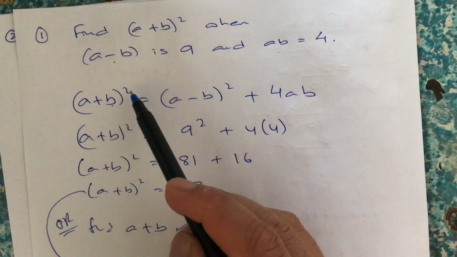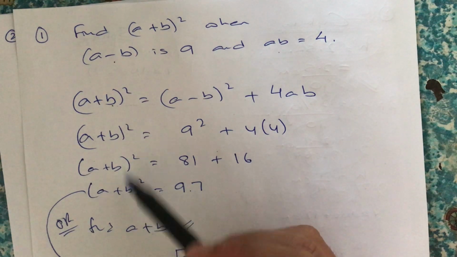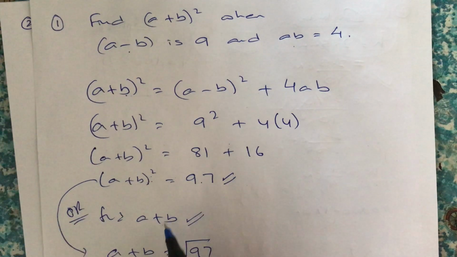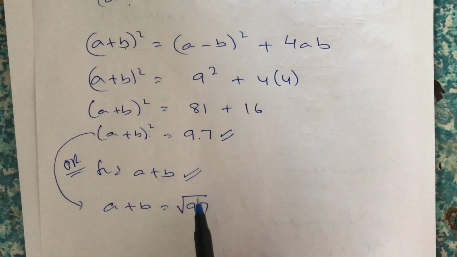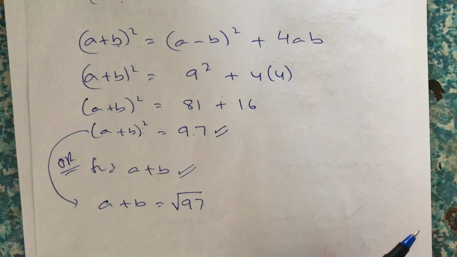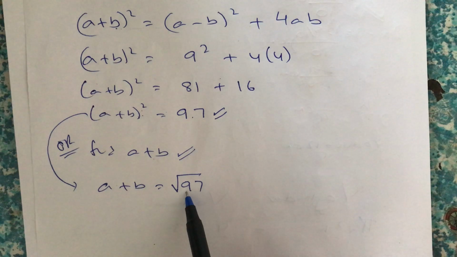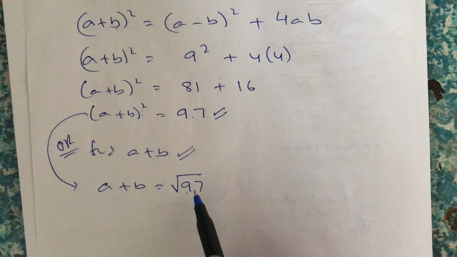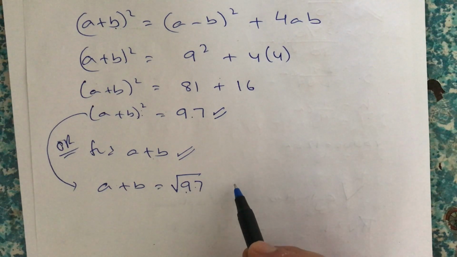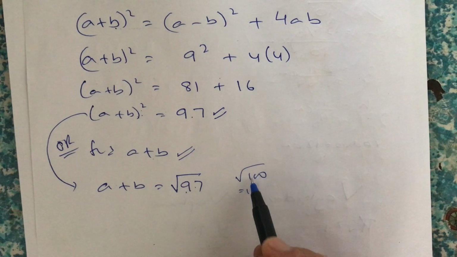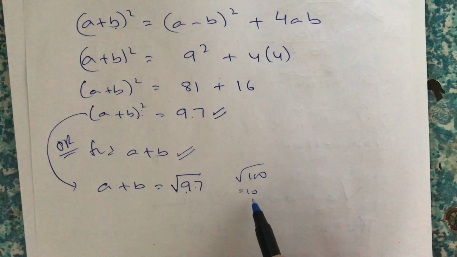First I need to get my answer for (a plus b) whole square. Once I get this, if it says a plus b, then a plus b will be equal to root of 97. That means we just have to remove the square by putting a root on the other side. Since root 97 does not have a clean answer, we can leave it as it is for the time being. But if I happen to get a value like 100 instead of 97, then root 100 I would write as 10. We cannot leave root 100 as root 100; we have to write it as 10.